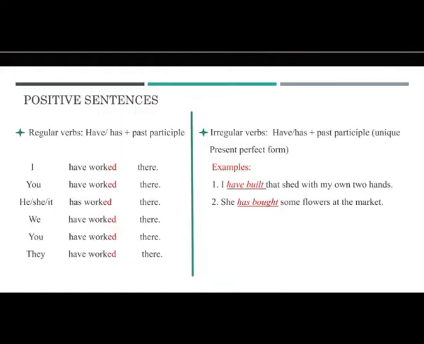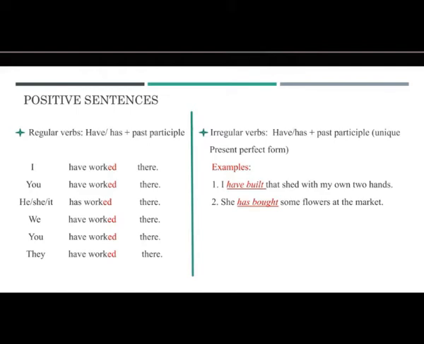How to form the present perfect? First, let's have a look at the regular verbs. For the regular verbs, we use the auxiliary verb to have and the past participle. You can make the past participle by adding ed to the infinitive form of the verb. Now let's have a closer look at it.